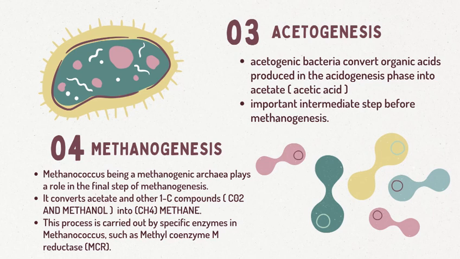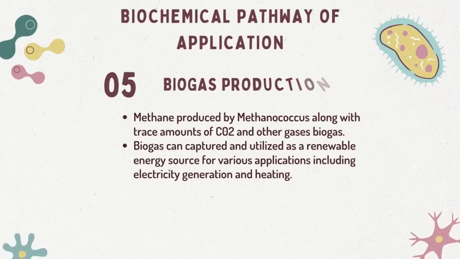Methanogenesis starts with Methanococcus, a methanogenic archaea, and it plays an important role in the final step of methanogenesis. In this process, it converts acetate and other one-carbon compounds into carbon dioxide, and methanol into methane, which is CH4. Methanogenesis is also carried out by specific enzymes in Methanococcus, such as methyl coenzyme M reductase, or we call it MCR. And lastly is biogas production.